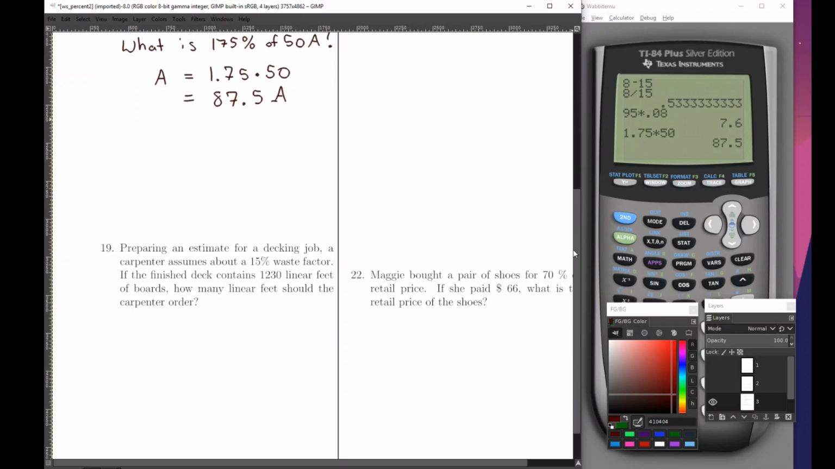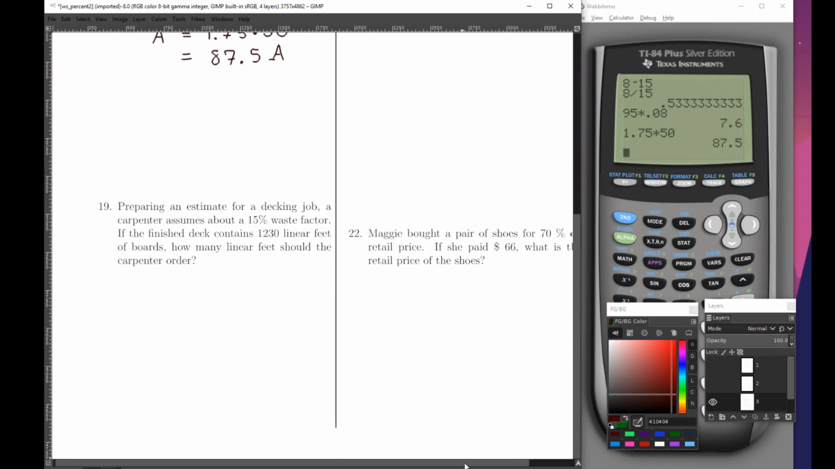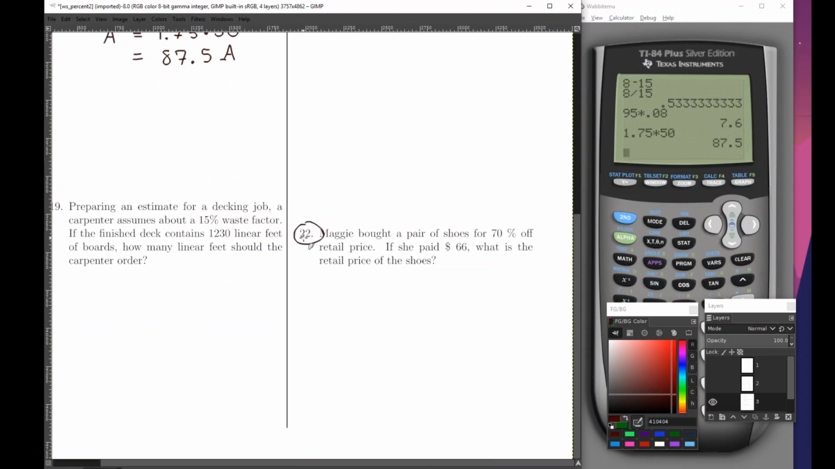I'm going to jump ahead and leave those next ones for you. I want to look at number 22 here. This is an important problem. Maggie bought a pair of shoes for 70% off retail price. Good job, Maggie. If she paid $66, what is the retail price of the shoes?